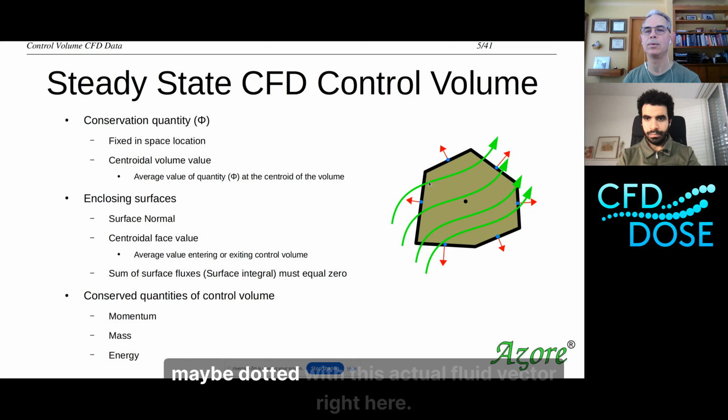Those are just some fundamental aspects. We do that for energy, kinetic energy. We do it for a lot of different types of transport fields, but that's basically keeping track of stuff going in and out of our control volume.